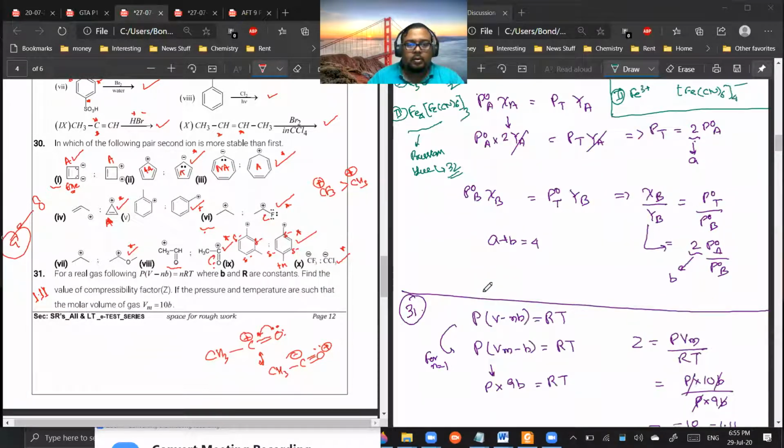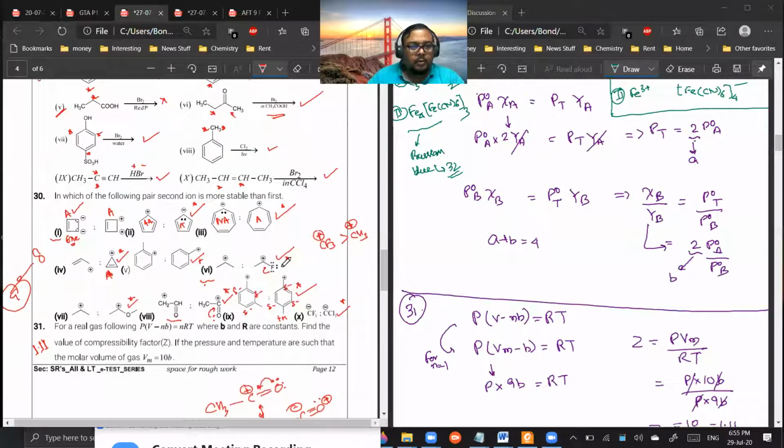Sir, in the 30th one, in the 7th structure, won't we consider the minus I effect of oxygen? You see, the minus I effect is significant, but the back bonding stabilization is categorized under resonance, so it is even more stable. Plus, it is 2p-2p, so the back bonding stability is very high. Are you getting my point? You remember BF3?